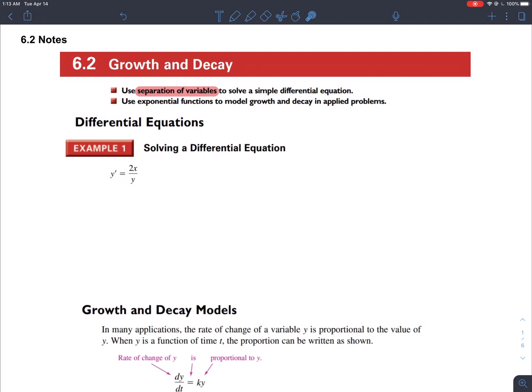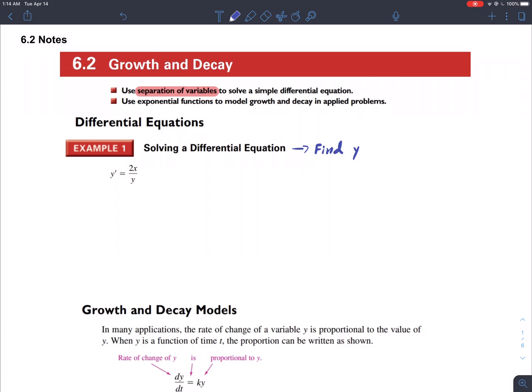All right, and so this particular example says that the derivative of y is equal to 2x over y, which means if we knew what y was, we could take its derivative and put it on the left side of the equation, and then take 2x divided by whatever the original y was, and the equation should be balanced. They should be equal. All right? So our job in solving a differential equation is to find y. We have to find the original function y that makes that equation true.